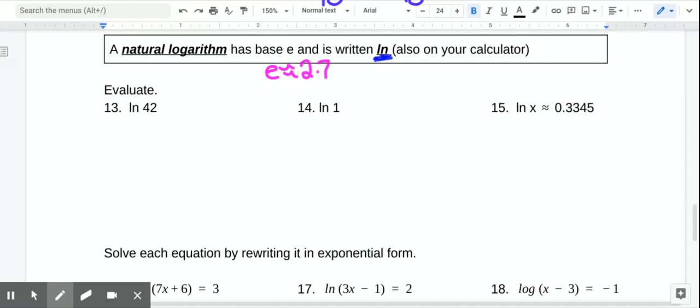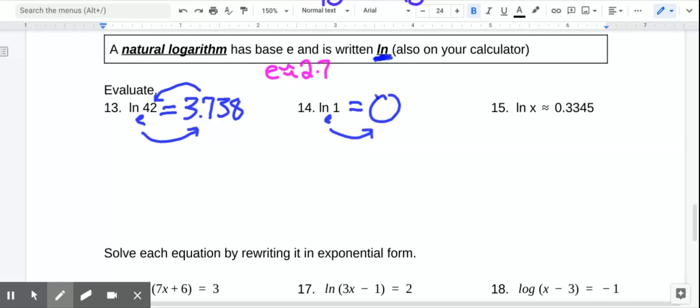Please don't call it ln. Call it natural log. You sound like you don't know what you're talking about when you call it ln. So what I want you to do is in your calculator, type natural log 42. And your calculator should tell you 3.738. What this means is that e to that power is about 42. On your calculator, if you press natural log of 1, it'll tell you 0. And that is true because e to the 0 gives you 1.